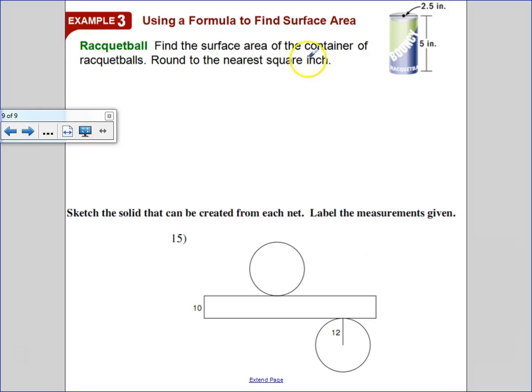Okay, so this time we've got a racquetball container. We want to find the surface area of the whole container. So find the area of the label along with the two lids. I've got an example on the bottom with the nets. So maybe do the nets example and then try to use the surface area formula on the top one. So 2 pi r squared, the two circles, plus 2 pi r h, the soup label.